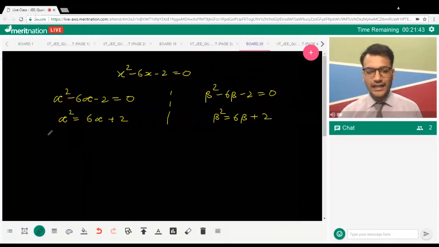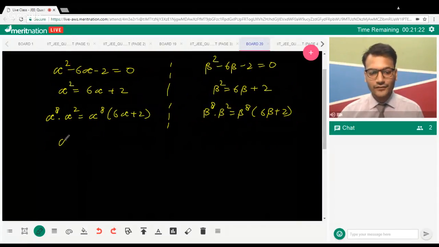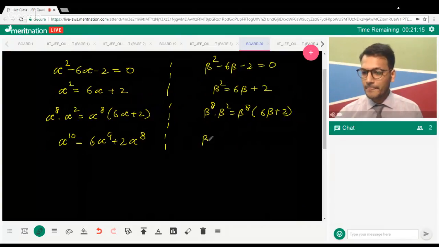So we want to get alpha to the power 10. So we'll multiply alpha to the power 8 on both the sides to get alpha to the power 10 out here. And similarly, beta to the power 8 on both the sides to get beta to the power 10 on the right hand side. This could also be a way to think about this question. So over here, what we get is alpha to the power 10 is equal to 6 times alpha to the power 9 plus twice of alpha to the power 8 if I open the bracket. And this similarly turns out to be 6 times beta to the power 9 plus twice of beta to the power 8. Most of us would be absolutely clear with it.